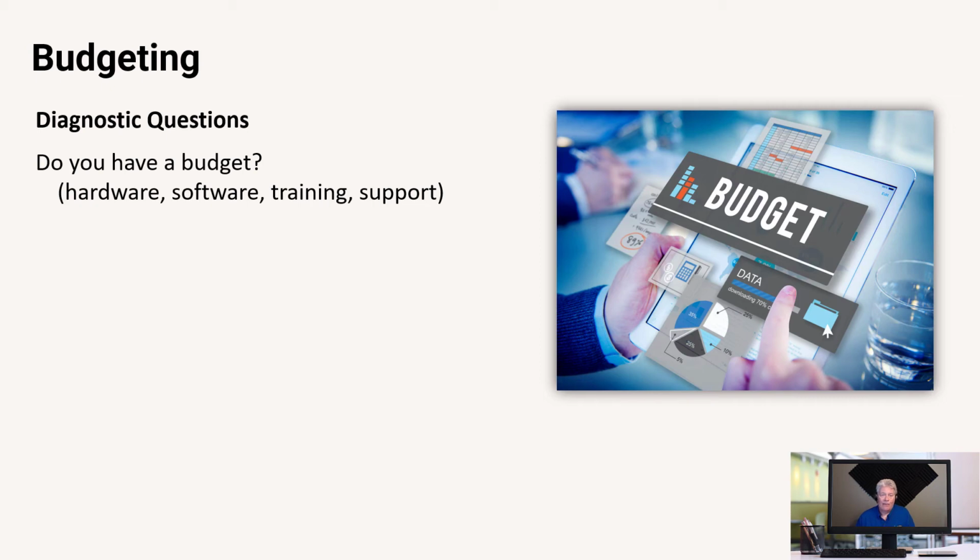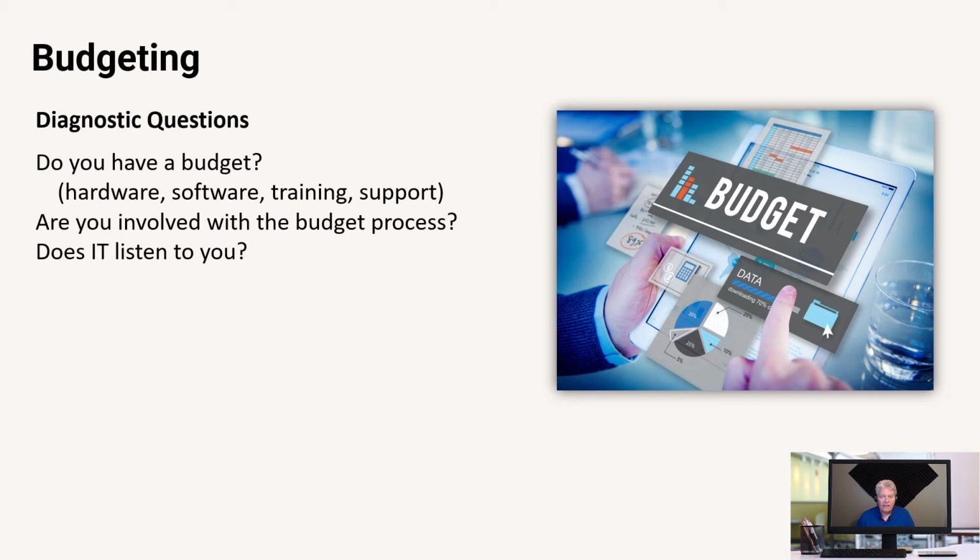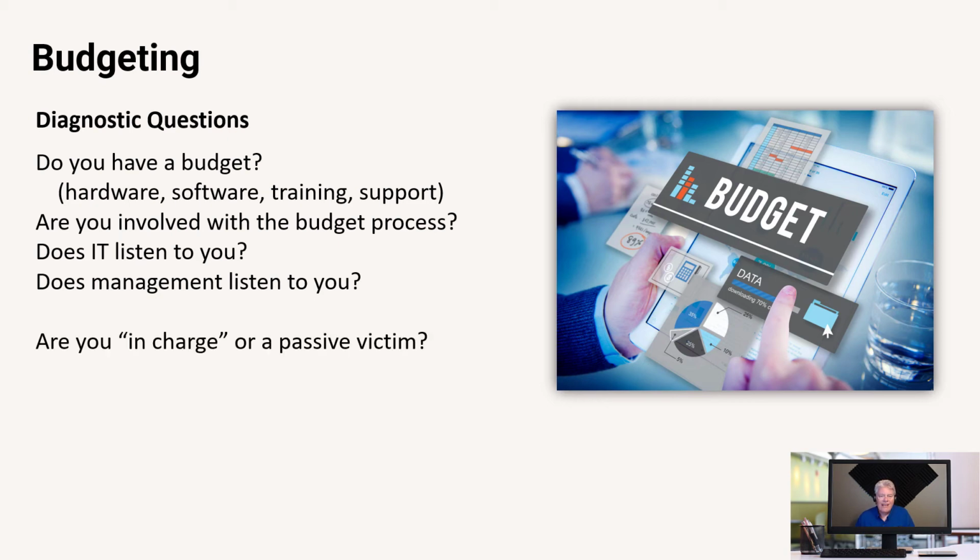Do you really have a budget for hardware, software, training, support activities? Are you involved with that budget process? Because if you're not, you should be. Does IT listen to you when you create budgets for your hardware and training activities? Does your management listen to you in terms of trying to make your standards durable and make them stick with your user base? That has to go with your training program. Are you in charge of the budgeting process, or are you simply a passive victim along for the ride?